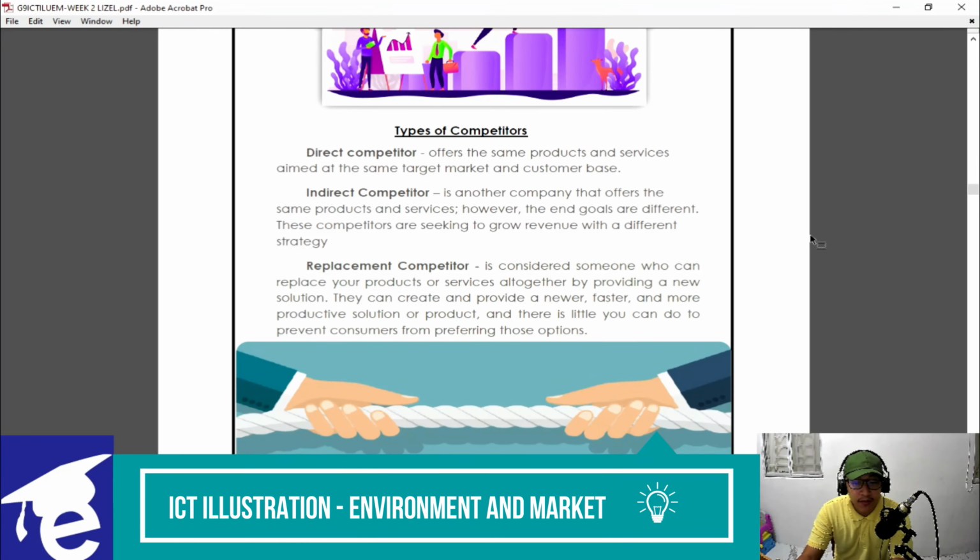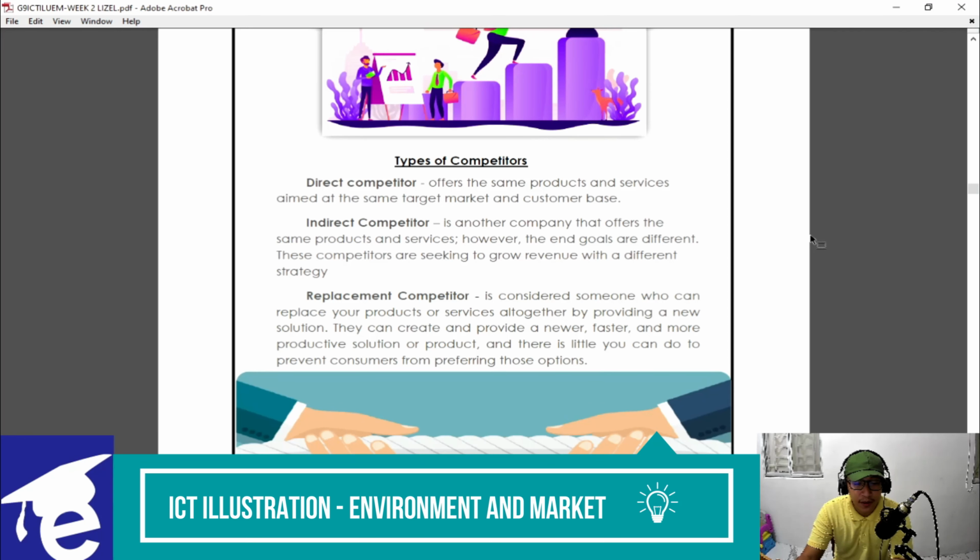So we have types of competitors over here. First is direct, next is indirect, third one is replacement. So let's consider the first one, direct competitors. These are the same products and services that you are offering to your customers in the market. Indirect competitors are another company that offers the same product services, however the end goals are different. These competitors seek to grow revenue with a different strategy.